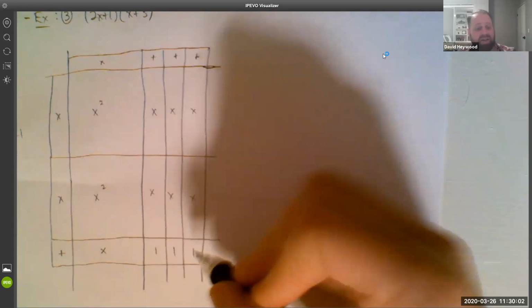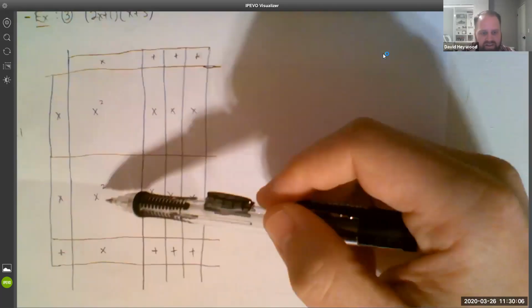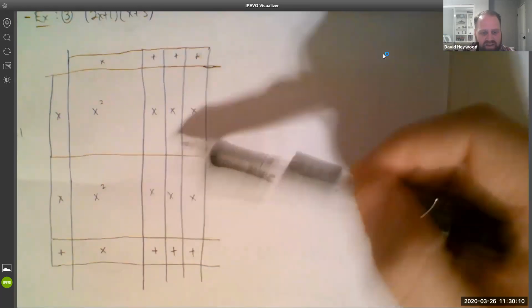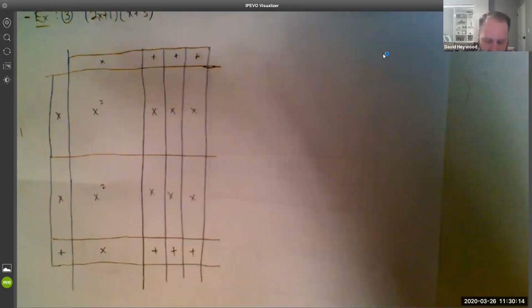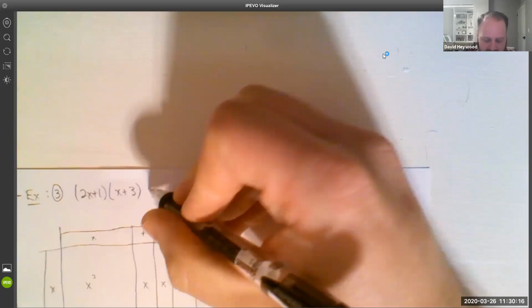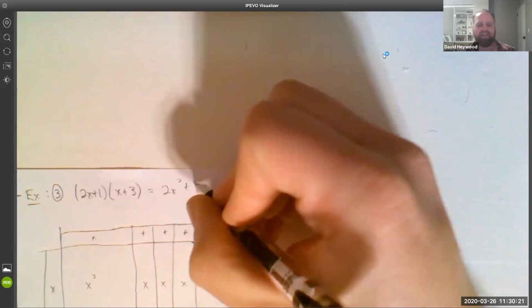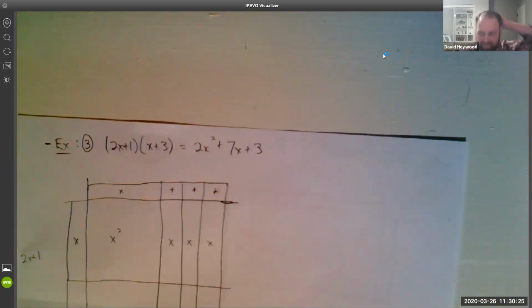Okay, you count that up, you've got 2x squared, 7x, right? 6x is here and one more down here makes 7x, and 3, right? So 2x squared plus 7x plus 3. I'll leave it as an exercise to you to verify that by FOILing. Okay, so I'll let you FOIL that out if you want.